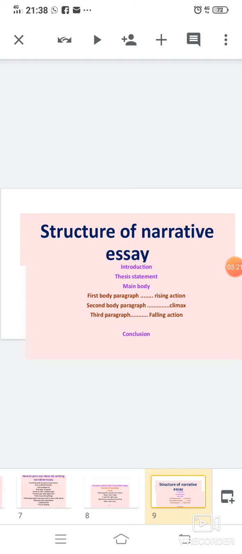The structure of a narrative essay consists of an introduction and thesis statement. The thesis statement comes in the introduction part, followed by the main body of three paragraphs, and at the end there is a conclusion of the whole essay.